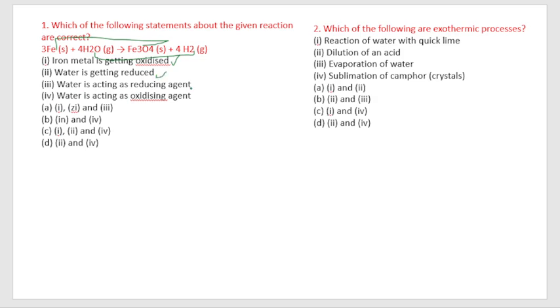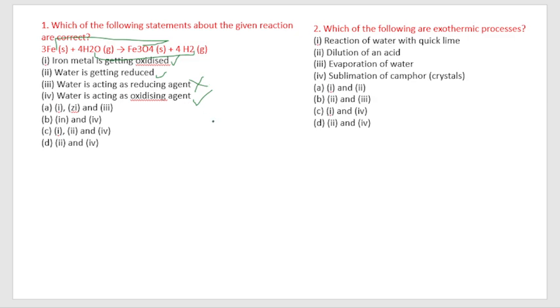Then water is acting as reducing agent. What was reducing agent? The substance that is oxidized is called reducing agent. Here what is oxidized? Iron is oxidized, is it? So iron is the reducing agent. So this is wrong. Then water is acting as oxidizing agent. What was oxidizing agent? The substance that is getting reduced is called oxidizing agent. Here water is reduced. So water is oxidizing agent.